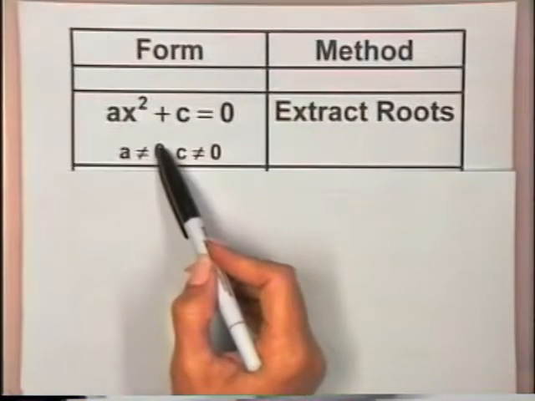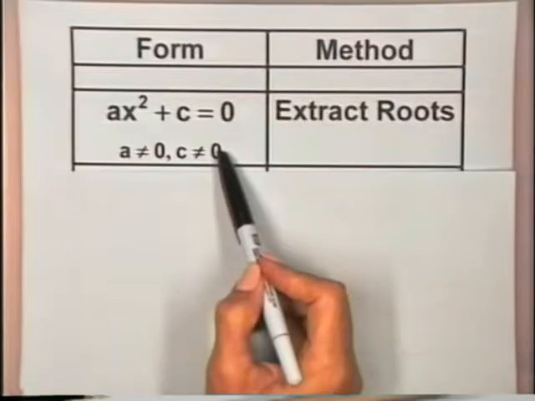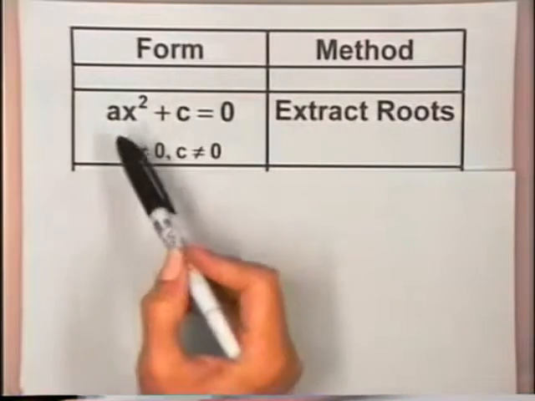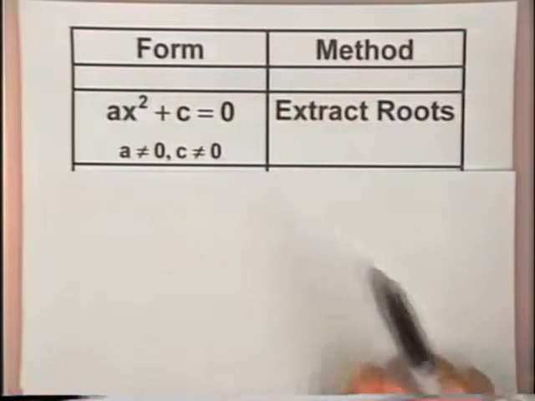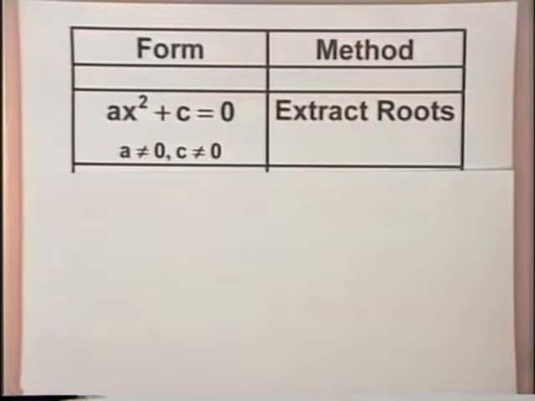Of course, a does not equal 0 and c does not equal 0, and that just means that we have to have the quadratic term and the constant, and in this case we're missing the linear term when we extract roots.